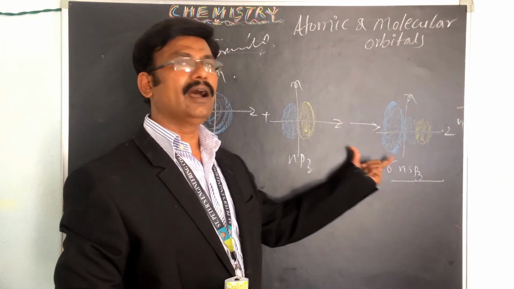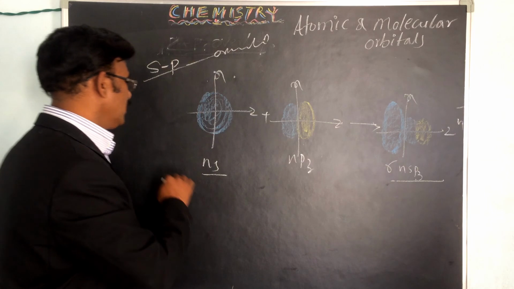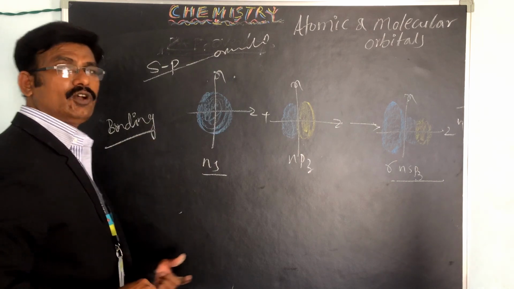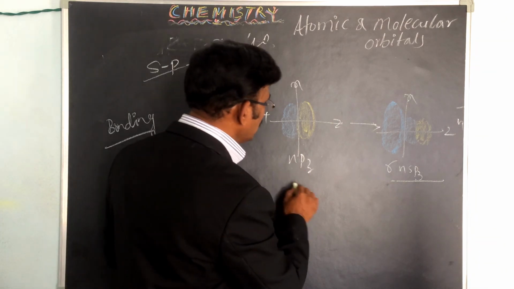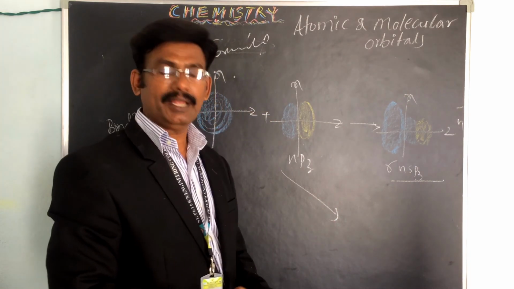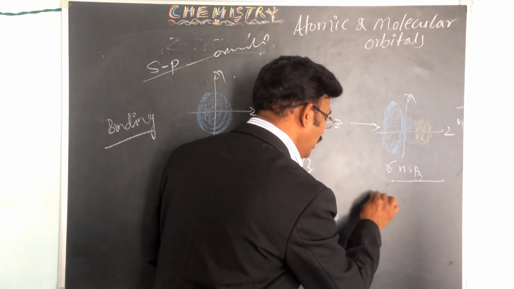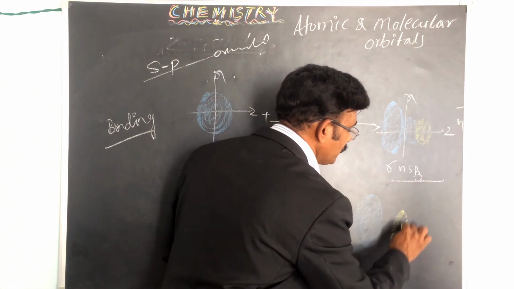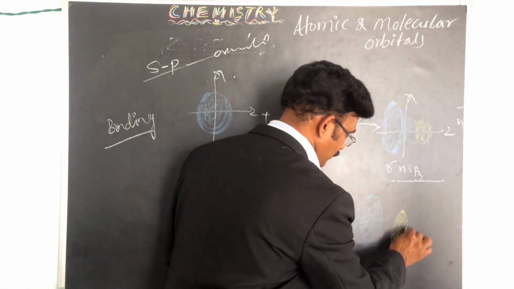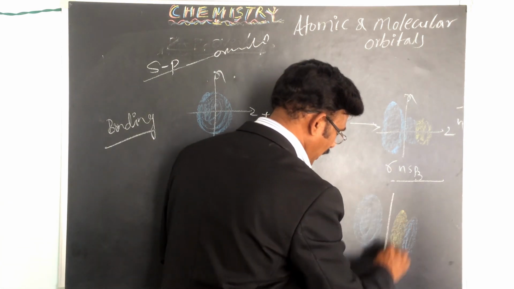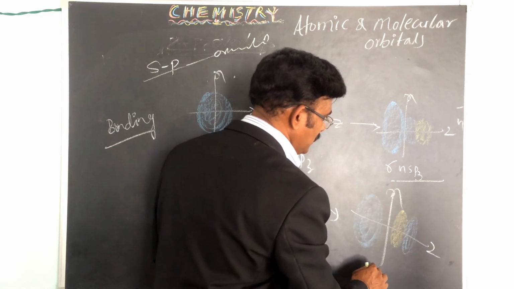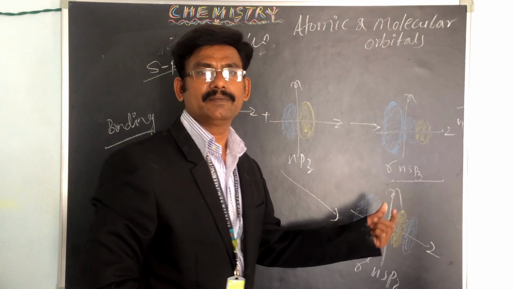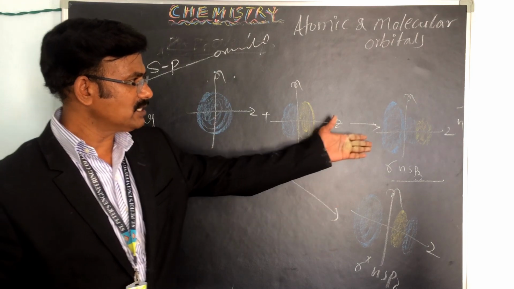These are the atomic orbitals and this is the molecular orbital. This is called the bonding formation. So where is the antibonding? Antibonding will come. In antibonding it is like this, and this is about the x direction and z direction. Here sigma star NSPZ. Sigma star NSP. So this is about the antibonding and this is the bonding.